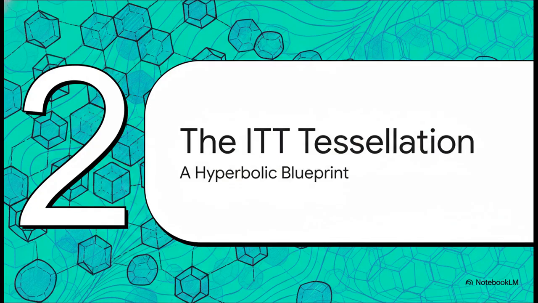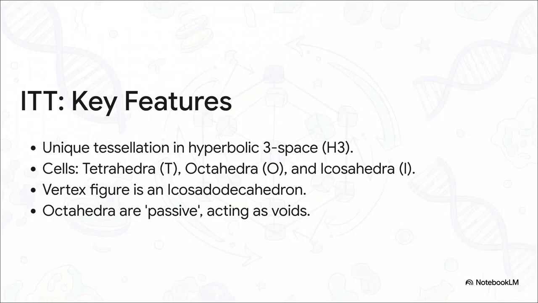Let us now transition to the geometric foundation of the model. We're looking at a unique tiling of hyperbolic space, a kind of honeycomb composed of Platonic solids. It's crucial to understand the primary components. The ITT is constructed from 3 types of Platonic solids: the 4-faced tetrahedron, the 20-faced icosahedron, and the 8-faced octahedron. In this particular model, the octahedra are considered passive, almost like voids or spacers within the structure. The active information-carrying components are the tetrahedra and the icosahedra.